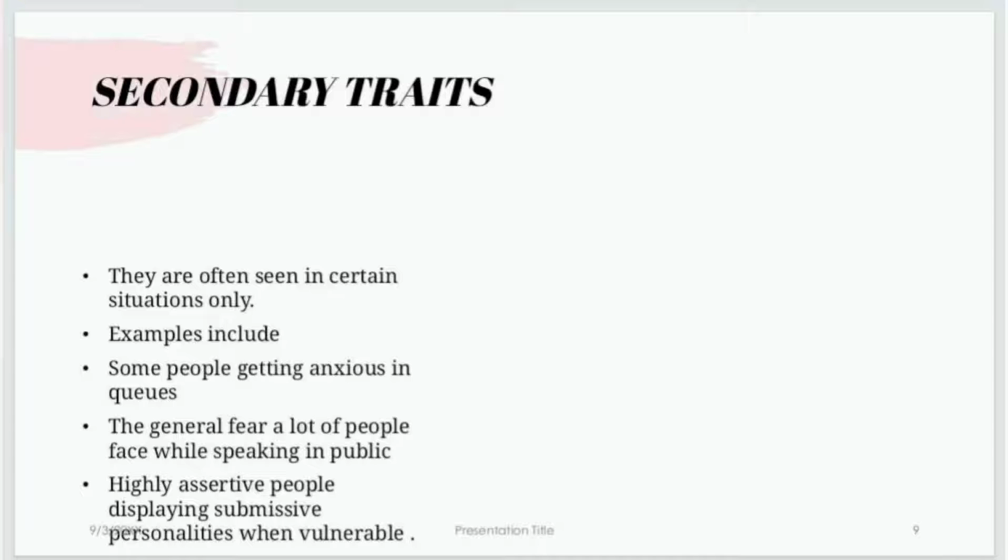You know, they cannot wait to actually get over that situation. There is a general fact a lot of people face while speaking in public, or people who are normally highly assertive can display submissive personalities before the law, or when they are actually encountered by the police, or when they are vulnerable in general. So as we see, secondary traits can actually be very situational.